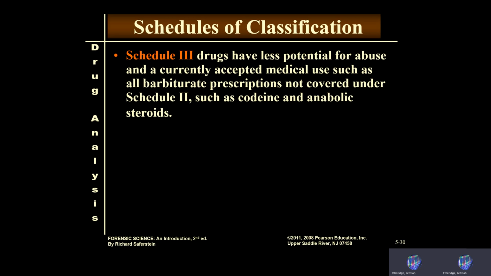When we take a look at Schedule 3, these drugs have less potential for abuse, and they currently have an accepted medical use. So we're talking about all the barbiturates that are not covered under Schedule 2. Codeine falls under that category, as well as anabolic steroids.